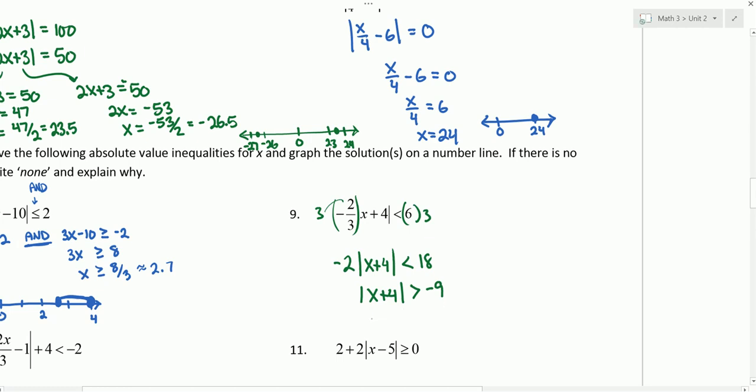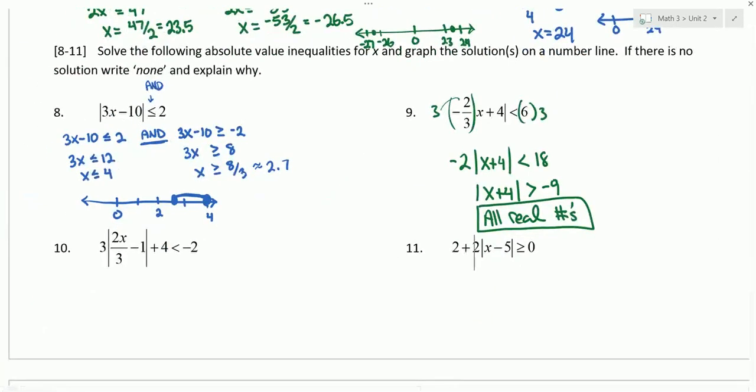We can state that all real numbers is a solution. If we were to draw a number line, we just have to shade in the whole number line. I'm not going to do that on this one. Number 10. Subtract 4 first.